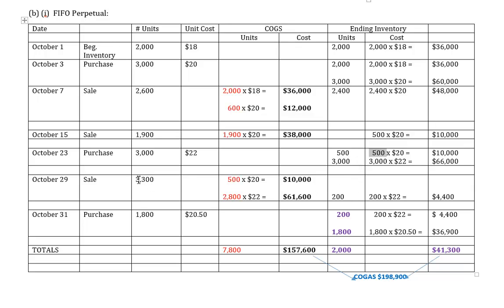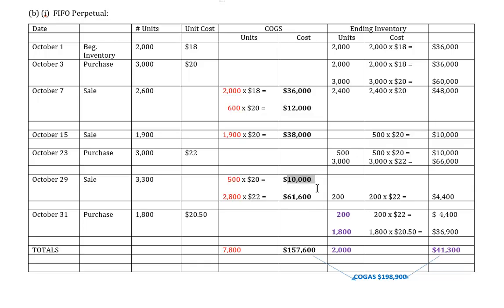All right. And then, once I take out those 500, right here, what's left to take out? Well, I need another 2,800. But these 2,800 are going to come from where? The 3,000 that I just bought on October the 23rd. So now they're coming out at $22 a piece. So I'm going to have these 3,300 units I'm costing, but 500 are coming out at 20 bucks and 2,800 are coming out at 22 bucks.